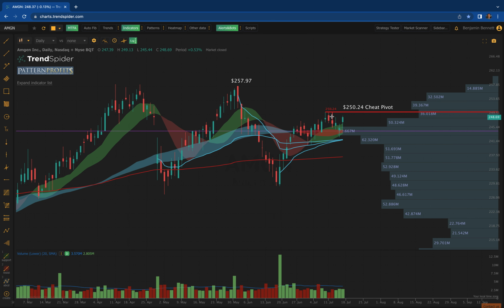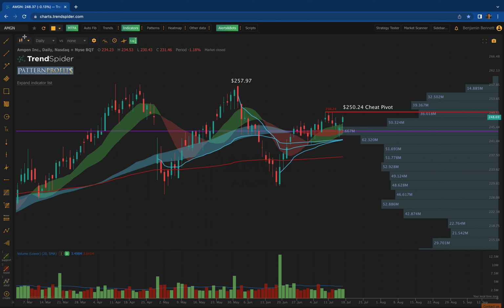Now added a little handle and again came right back in to the 10, 20, 50 cloud there and sets up very nicely. If it can push through 250.24, that little cheat pivot, it'd give you a run back towards those prior highs to right around 258 to the upside. Again, that's Amgen, AMGN.